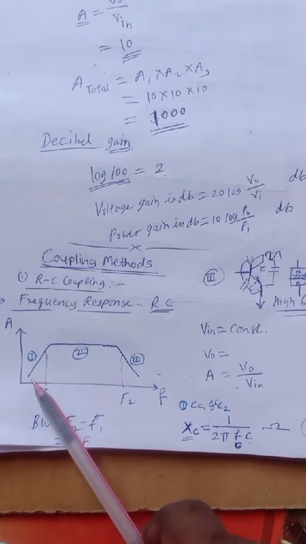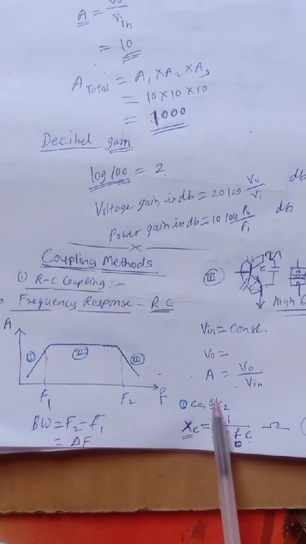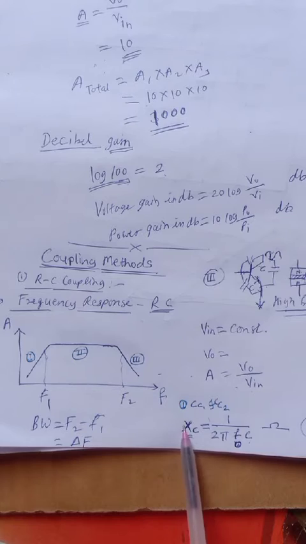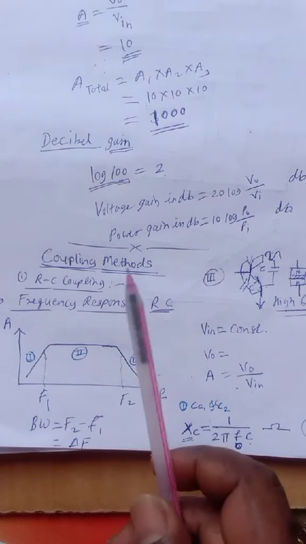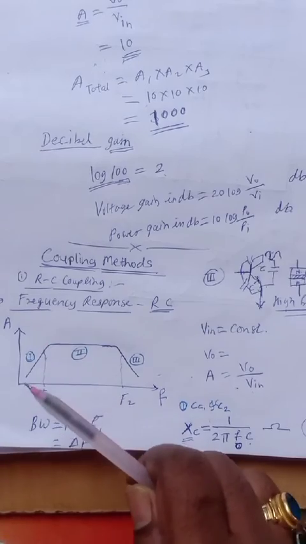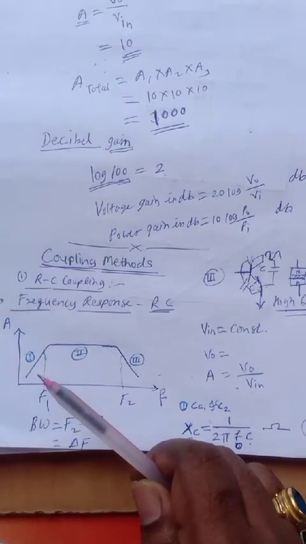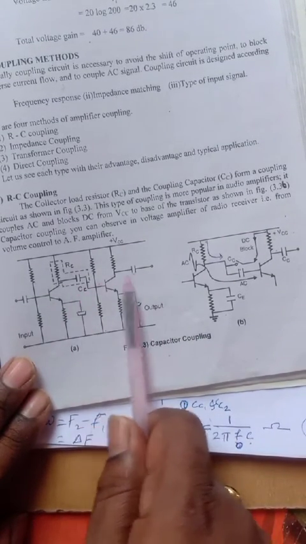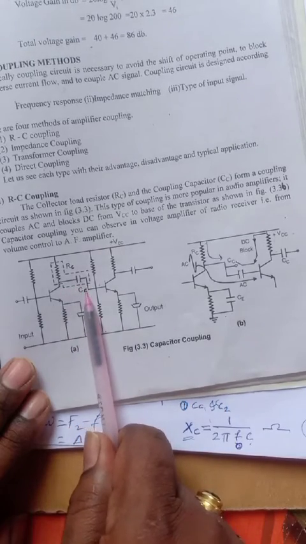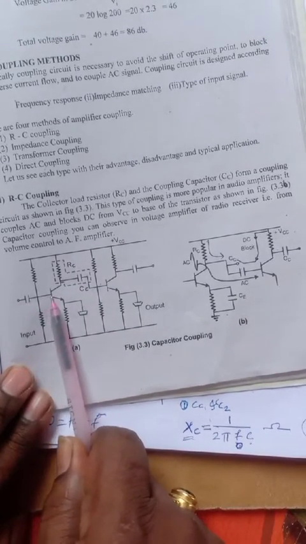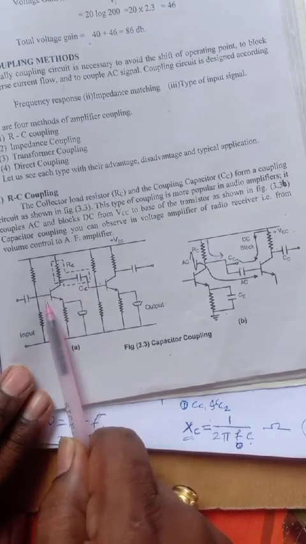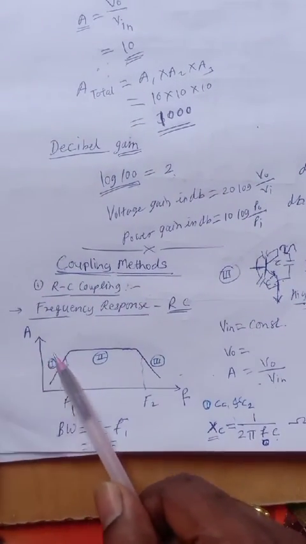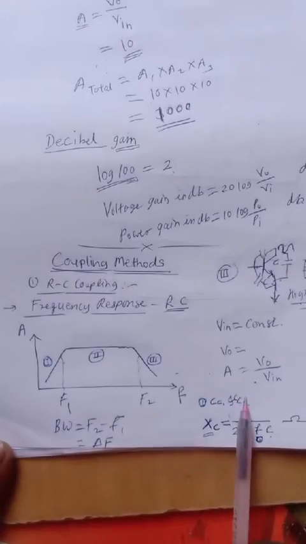So at the lower frequencies, the coupling capacitors CC1 and CC2 oppose the input voltage. As the frequency is lower, this opposition is high, so the coupling capacitor passes a very low voltage to the base of the transistor. As the input is low, the output is also low. So this is the first part, and it is because of the coupling capacitors.